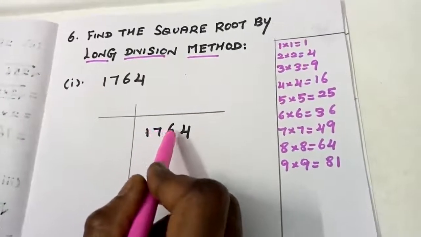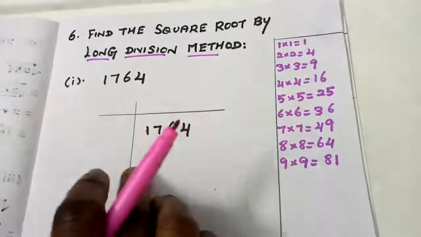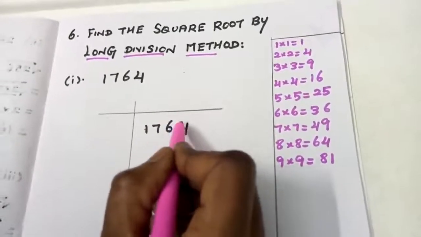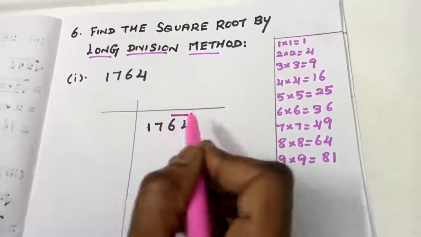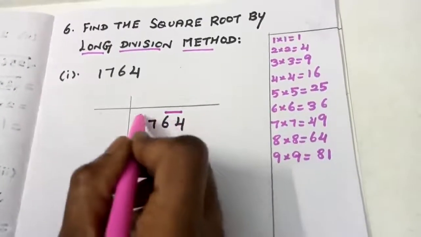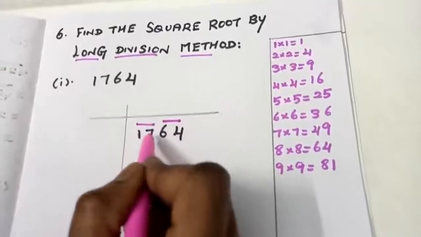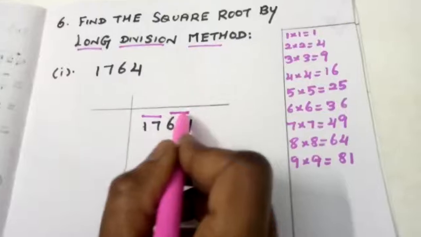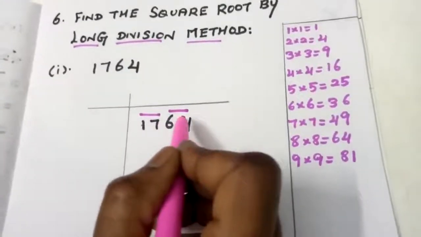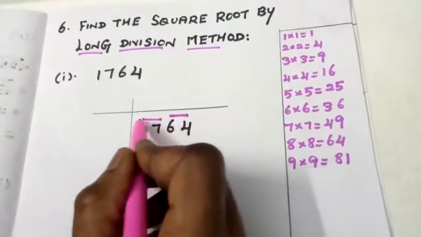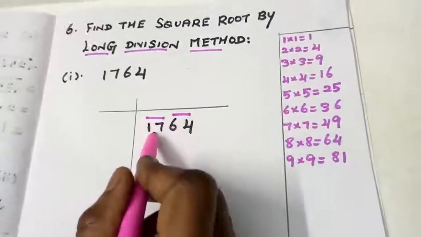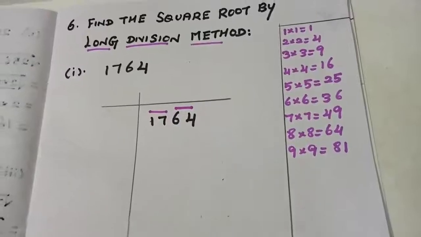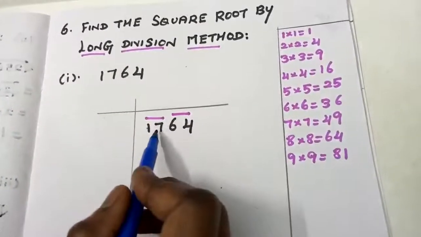Count how many digits? 1, 2, 3, 4. I will tell you how to do the sum, students. Take the last 2 digits. I am going to put a bar line here for 6 and 4. Coming here for 1 and 7, I am going to put a bar line. This is called a bar line. From the last, I am going to take 2 numbers and put a bar line. Now just see what the first pair is. I am having the number as 17.